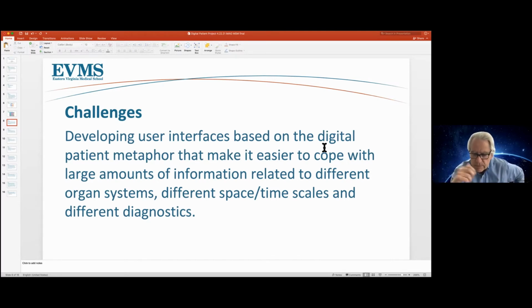I've chosen to highlight just a few challenges. There are undoubtedly hundreds of them, but one of them is making a user interface that makes it relatively easy for people to import data and run analyses. And in that platform, it has the capacity to pull together data on different organ systems and plug in the missing pieces to calibrate between different space and time scales. That's a huge challenge, obviously.